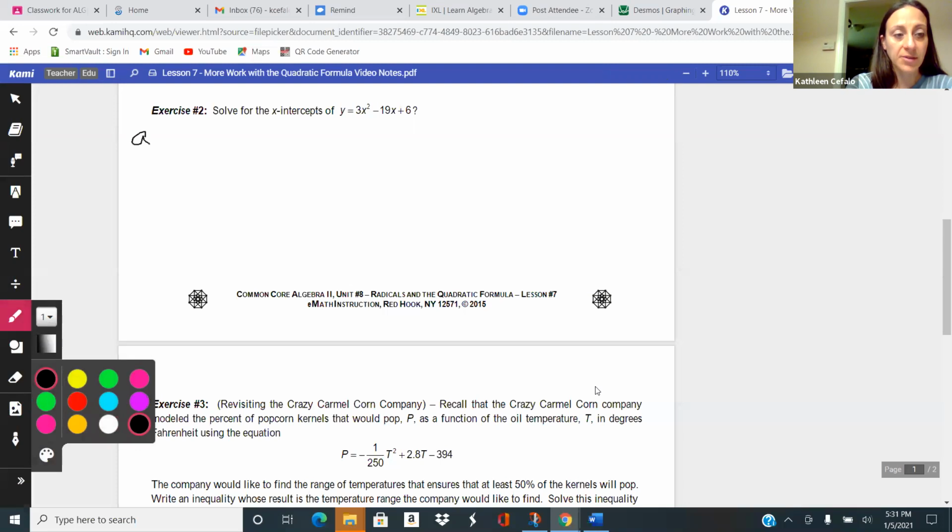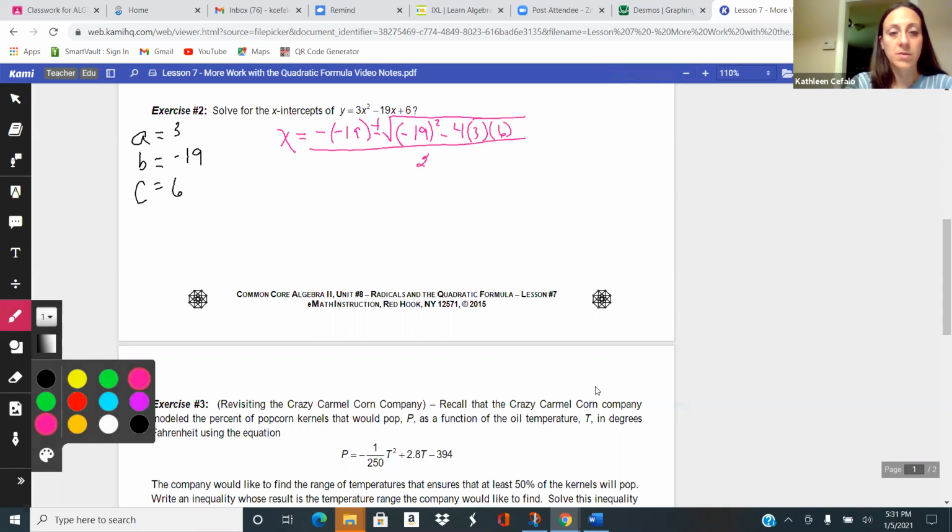So the first thing, again, identify your a, your b, and your c. Your a value this time is 3, your b value is -19, and your c value is 6. Plugging this into our formula, we have x is equal to negative b plus or minus the square root of b squared minus 4 times a times c, all over 2a.